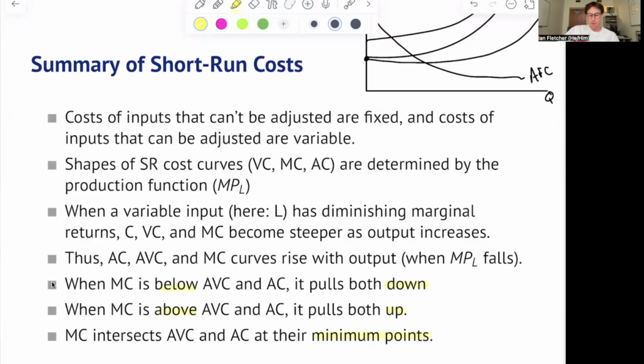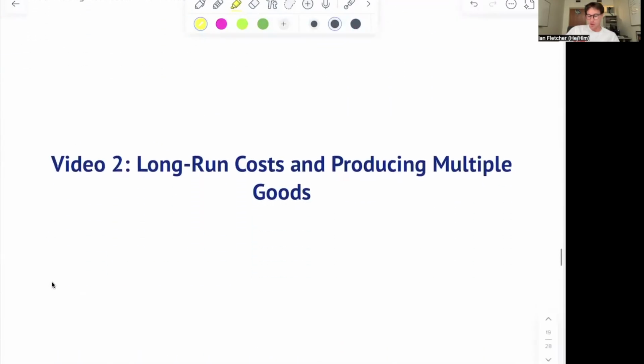So now we've just finished up short run costs and we're going to be jumping into long run costs. So thanks for sticking with me. Sorry about that screw up. We'll figure it out. Thanks.